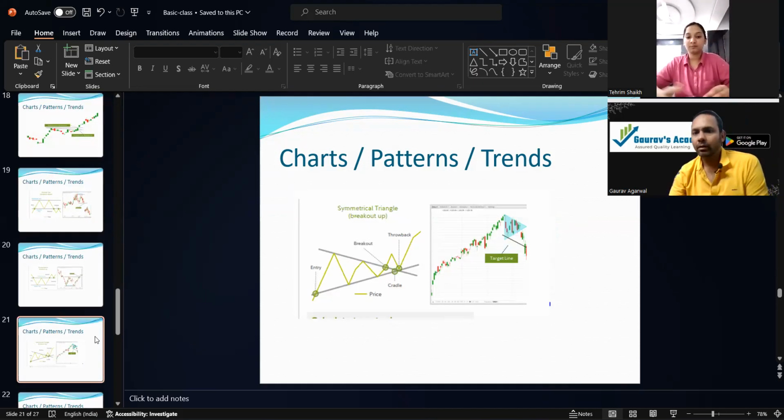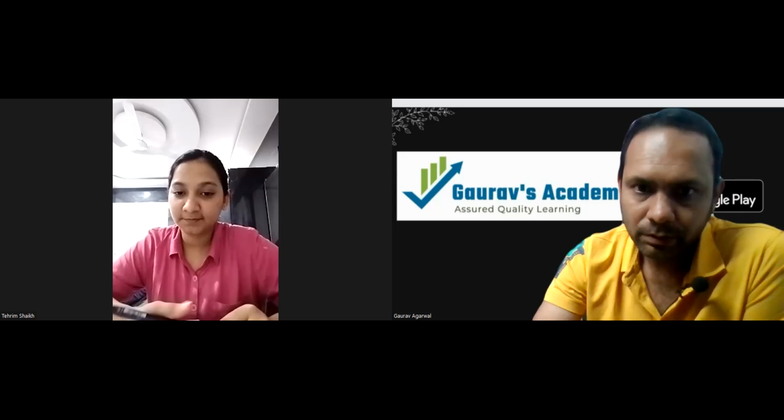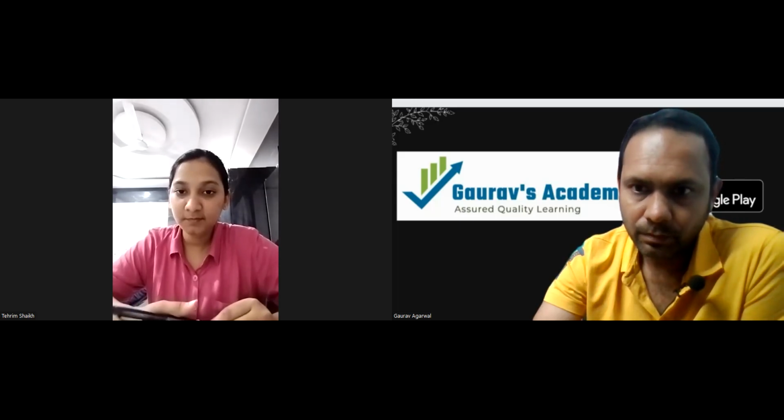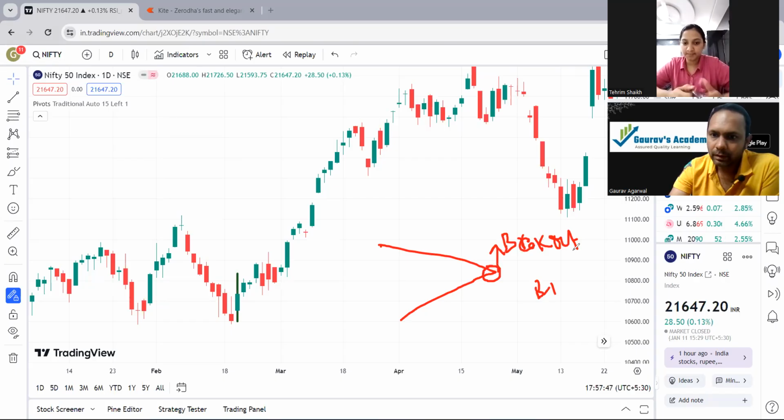Now we have a pattern called symmetrical triangle pattern, right? So how does it look like? So symmetrical triangle will look like this, right? So this is a breakout and breakdown zone. Breakout and breakdown zone, right?